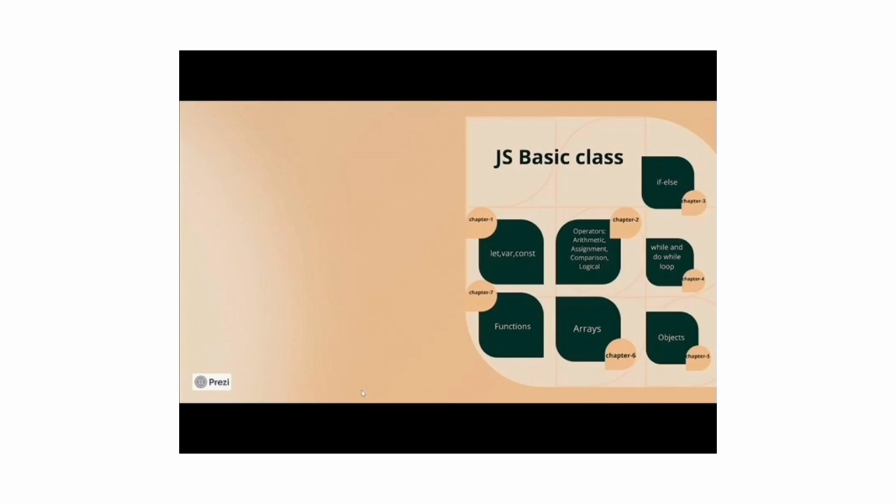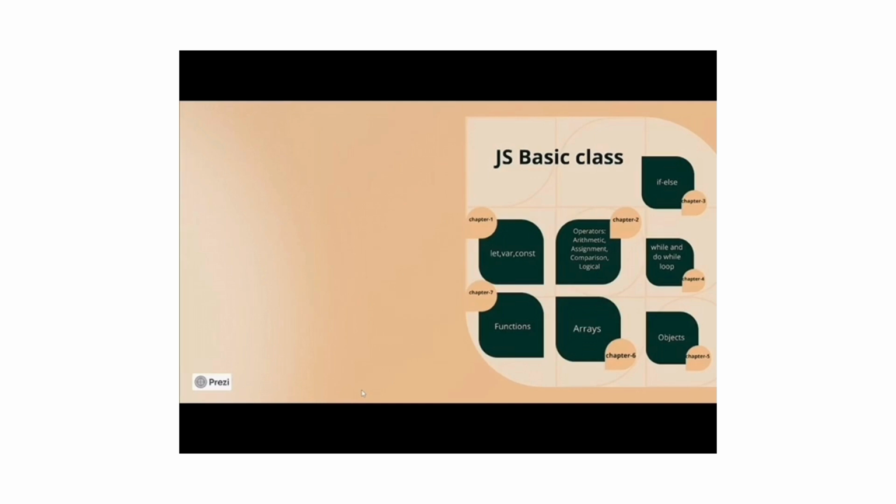So the first chapter is let, var and const. The second one is operators. I said in our basic class we have various types of operators, and we learn only 4 concepts in it: arithmetic, assignment, comparison and logical. The remaining operator concepts are seen in our intermediate class.